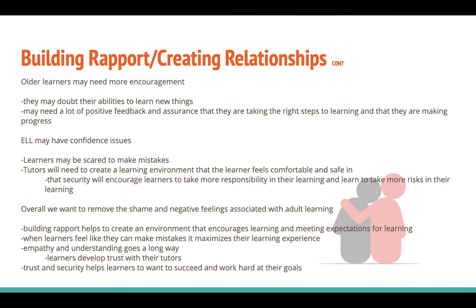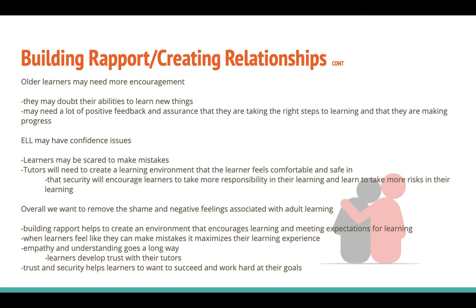To help create relationships, keep in mind that older learners may need more encouragement. They may doubt their abilities to learn new things, or they may need a lot of positive feedback and assurance that they are taking the right steps to learning and that they are making progress. English language learners may have confidence issues. They may be scared to make mistakes, so tutors will need to create a learning environment that the learner feels comfortable and safe in. That security will encourage learners to take more responsibility in their learning and learn to take more risks as well.